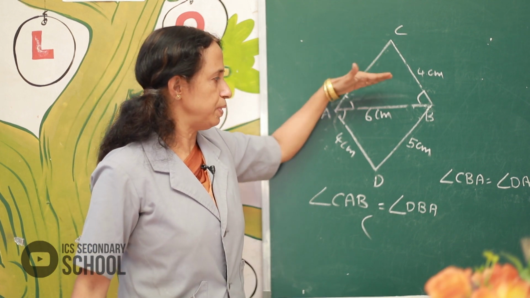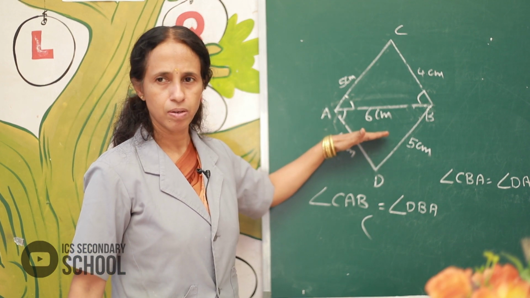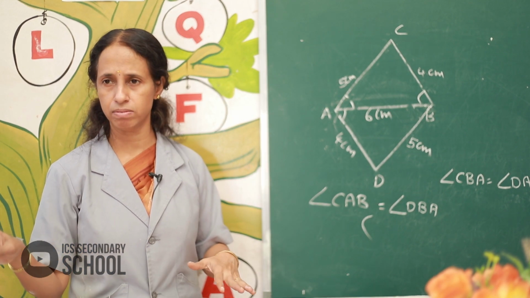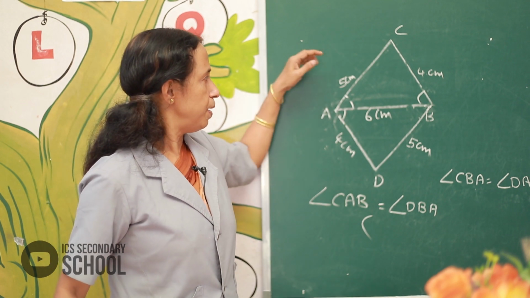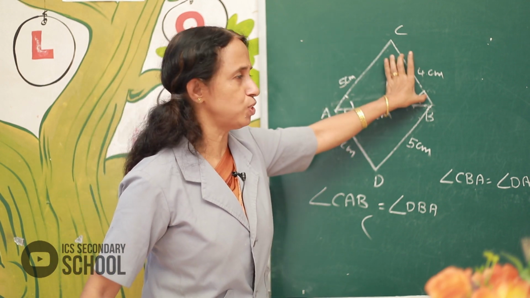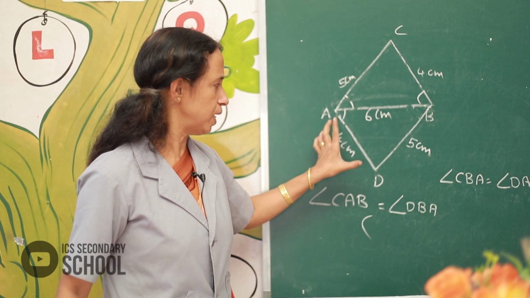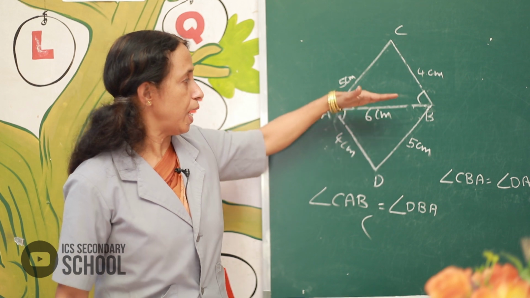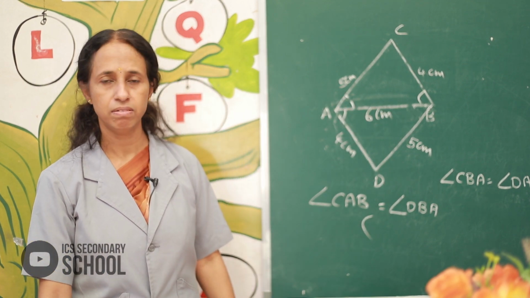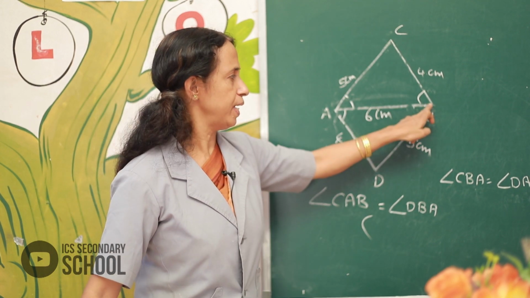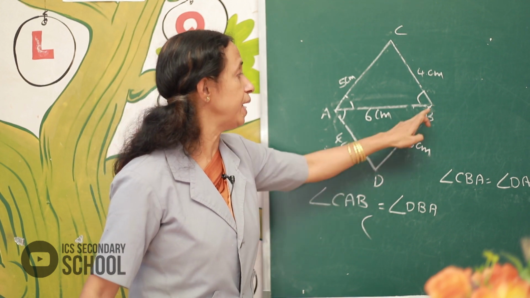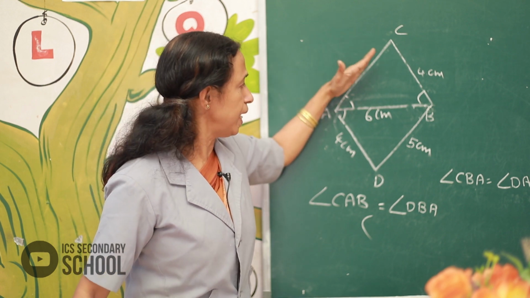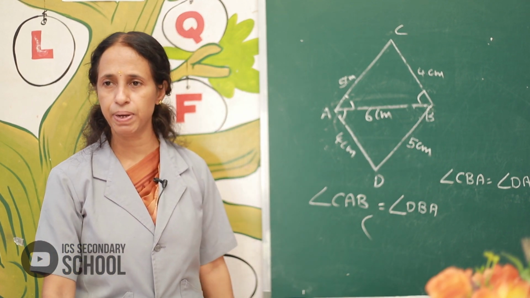Consider triangle ABC and triangle ABD. The sides AC and BC of triangle ABC are equal to AD and BD of triangle ABD. AB is the common side of both the triangles. Angle CAB is equal to angle DBA. So, AC and BD are parallel.